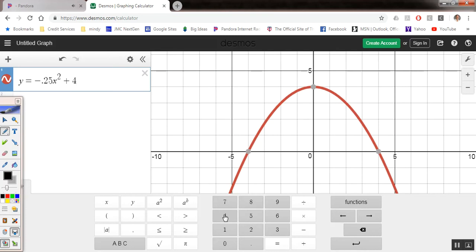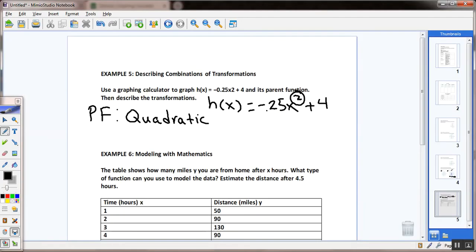Does it look like a U shape? Originally, the parent function was a U shape. Okay, just flipped over. It's an arch now. So what they're asking you guys is describe the transformations.